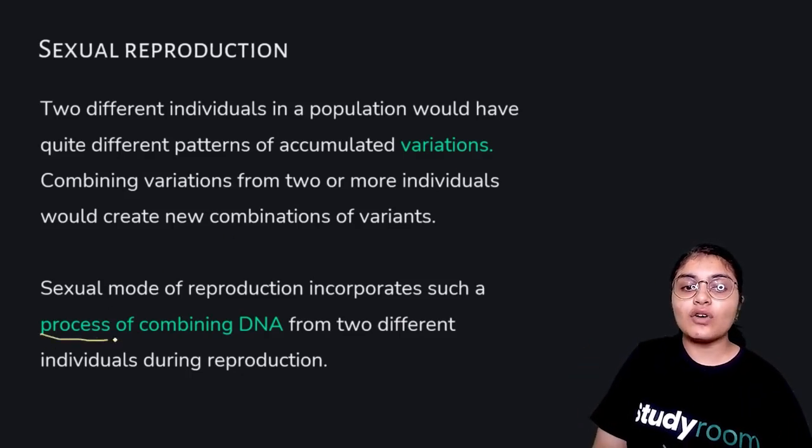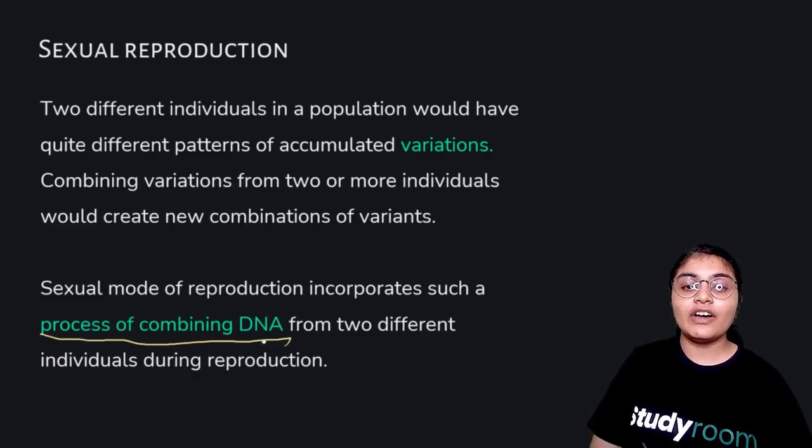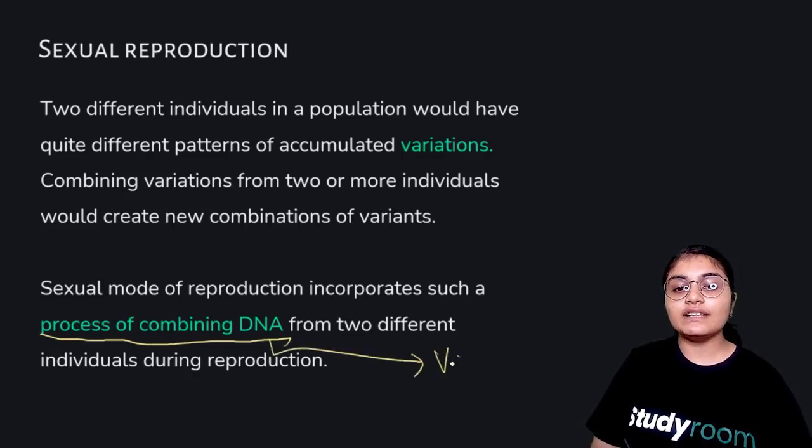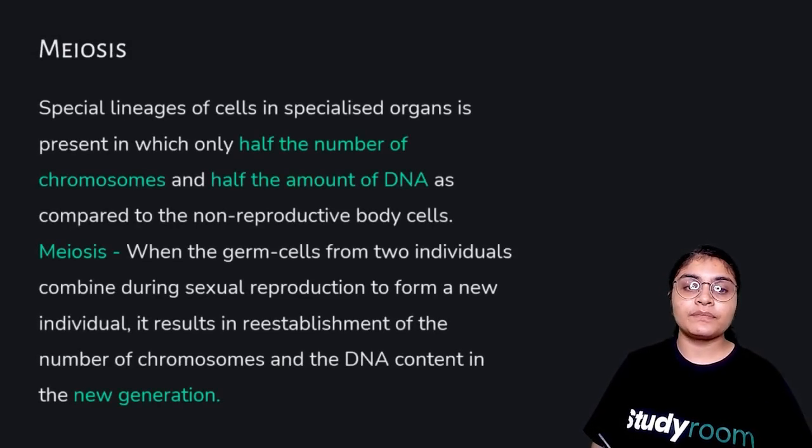And due to this process of combination of DNA, we have the phenomenon called variation. So variations actually occur in the sexual mode of reproduction because of this process of combination of DNA. Now we'll see the process of cell division in the sexual mode of reproduction.